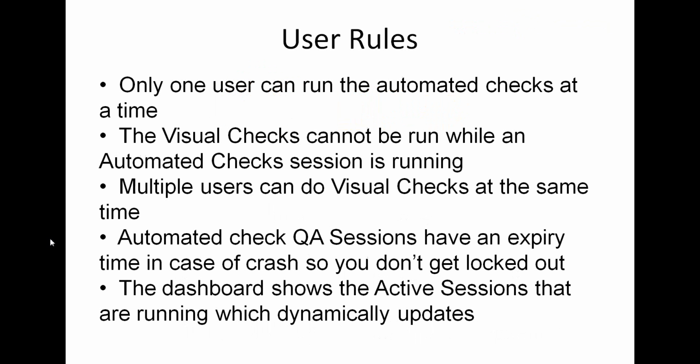The rules for multiple users of the visual checks are: only one user can run the automated checks at a time. The visual checks cannot be run while an automated check session is running. Multiple users can do visual checks at the same time. Automated check QA sessions have an expiry time in case of crash, so you don't get locked out. The dashboard shows the active sessions that are running, which dynamically updates.